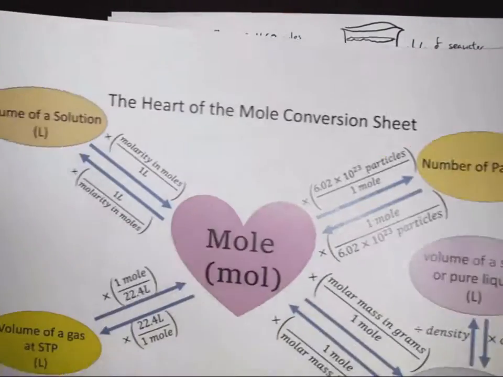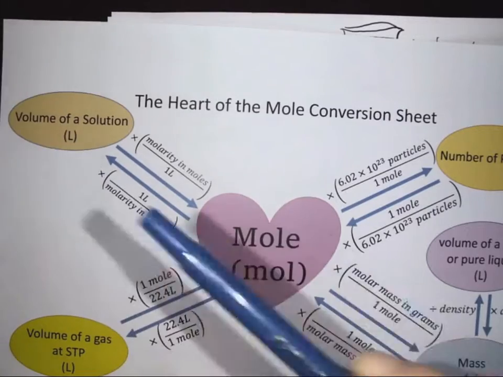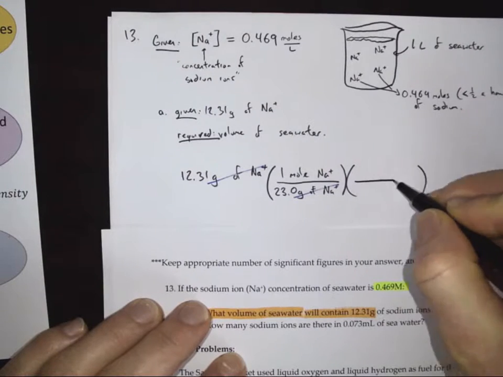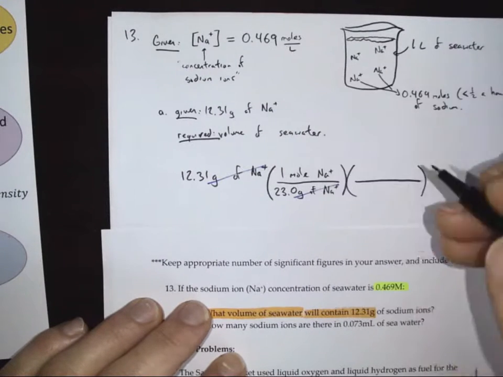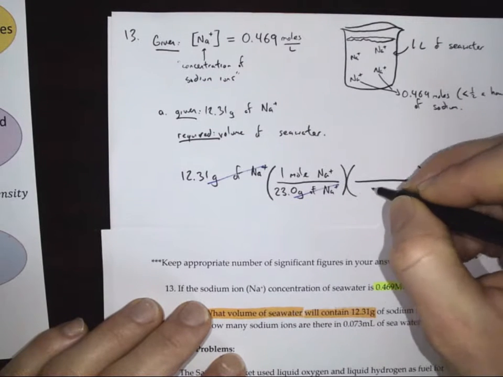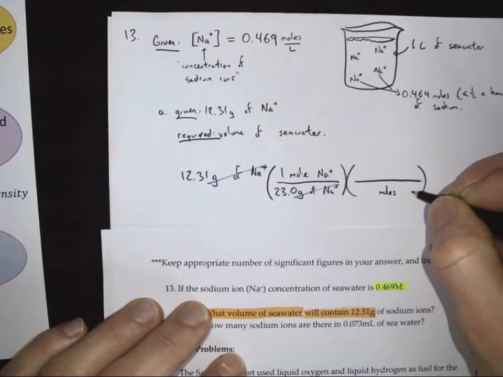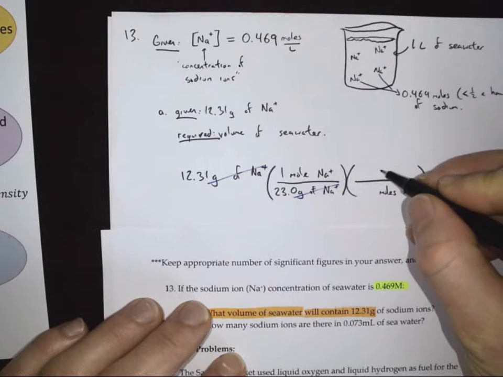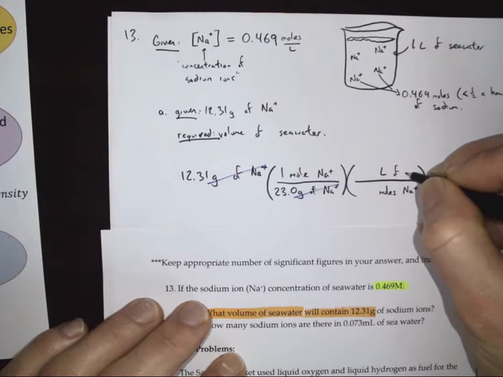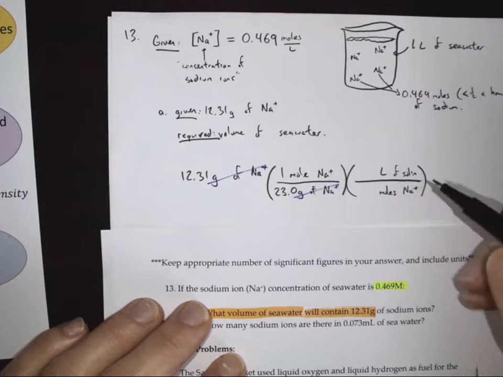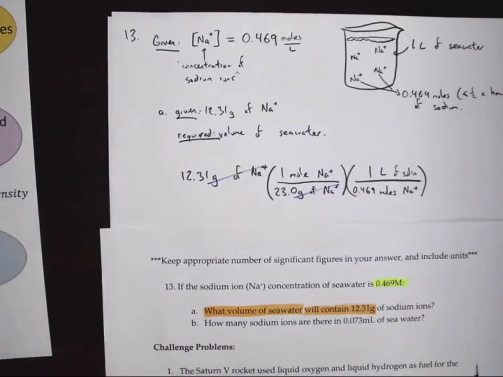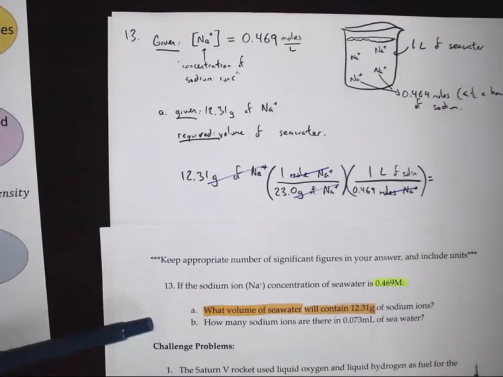Great. So now we've got units of moles, and we want to find the volume of the solution, so we're going to use our concentration here. This is 0.469 moles for every 1 liter. We want our moles to cancel out, so our moles of sodium ions go down here, and we want volume in liters of solution up top. So this is 0.469 moles of sodium for every 1 liter of solution, like so. These cancel out, and then we should be able to find what volume of seawater, which is our solution, will help us.